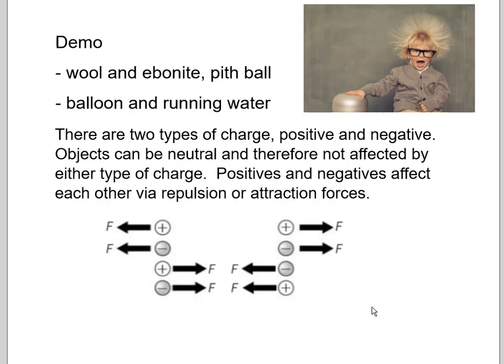Okay, so there are two types of charge: positive and negative charge. An object can be neutral, and therefore it's not affected by either type of charge. But positives and negatives affect each other. Two positives would repel each other. Two negatives would repel each other. But a positive and a negative would attract each other. So that whole idea of opposites attract, that's where it comes from.